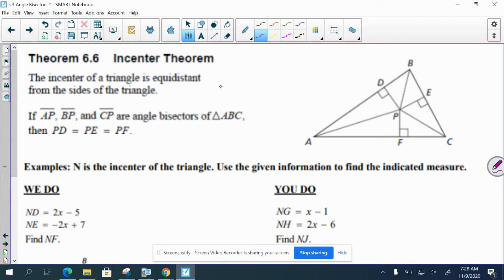All right, so here your incenter theorem says that the incenter of a triangle is equidistant from the sides of the triangle. So this is kind of like the angle bisector theorem. So it says if AP are angle bisectors, so these guys are angle bisectors. And then this is what I was talking about in the first slide. So you would know that these three are congruent. Now these are not perpendicular bisectors. They're perpendicular and they're all congruent to each other, but they're not bisectors. So if you see something like this, it's because it's the incenter theorem. So there's your incenter.